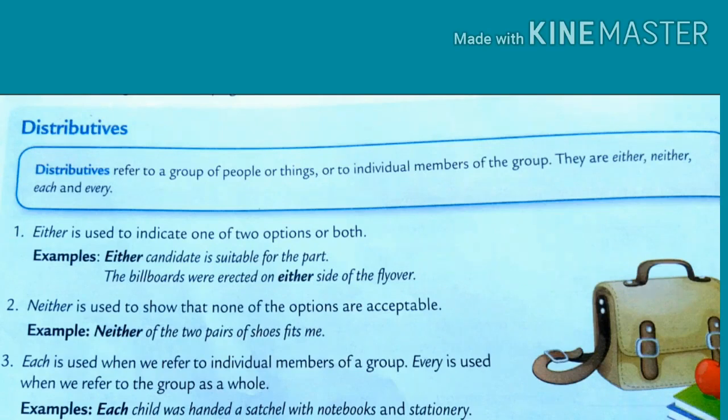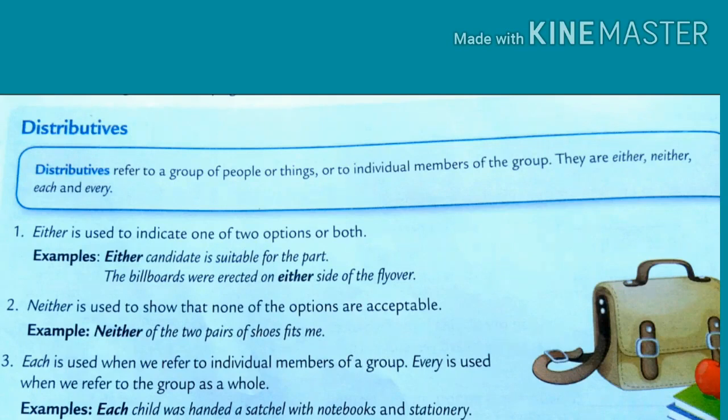Distributives are either, neither, each and every. Either is used to indicate one of two options or both. Example, either candidate is suitable for the part, which means one candidate is suitable for the post. Next example, the billboards were erected on either side of the flyover. Here, either mentions both sides. So they used the distributive word either.